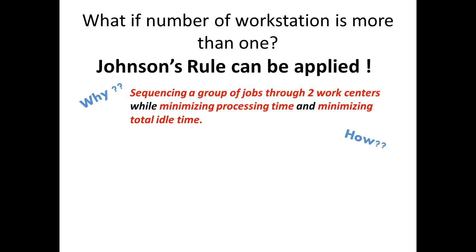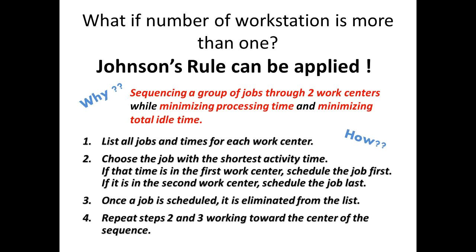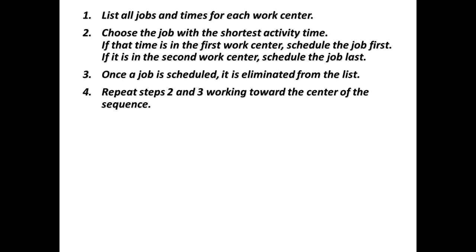How to apply Johnson's rule? The steps are: 1. List all jobs and times for each work center. 2. Choose the job with the shortest activity time. If that time is in the first work center, schedule the job first. If it is in the second work center, schedule the job last. 3. Once a job is scheduled, it is eliminated from the list. 4. Repeat steps 2 and 3 working toward the center of the sequence. These 4 steps can be simplified to: list, choose, sort, eliminate, repeat.